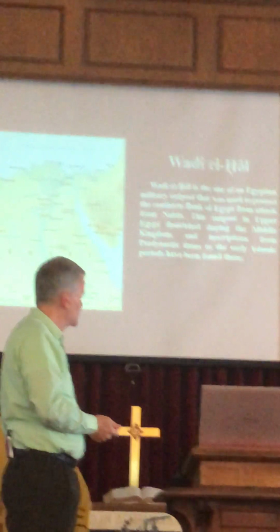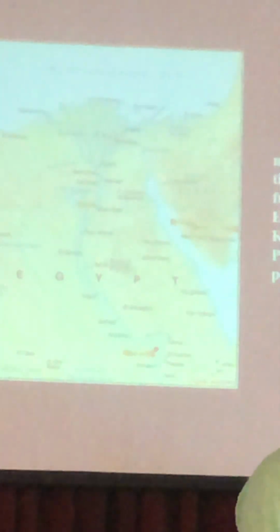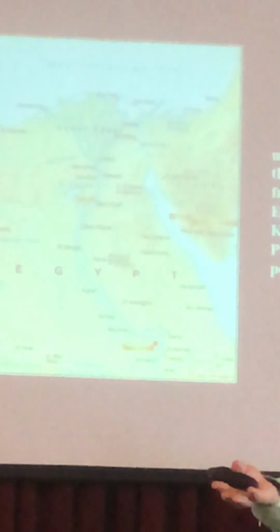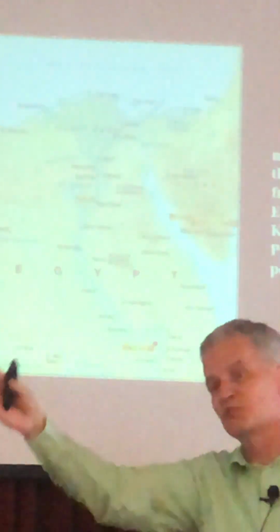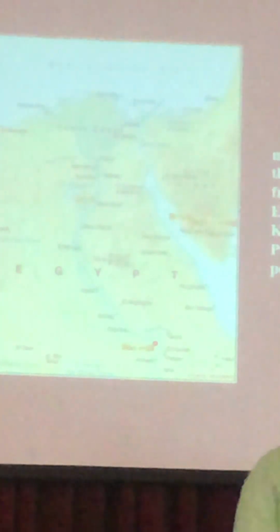So Wadi Ohol is a site that was used as an Egyptian military outpost to protect the southern flank of Egypt from attack from Nubia. It's located right in the middle of a major bend, like a semicircle bend, in the Nile River. And it's a perfect place for a military outpost because you can watch over much more territory of the river because of that circular nature of the Nile.